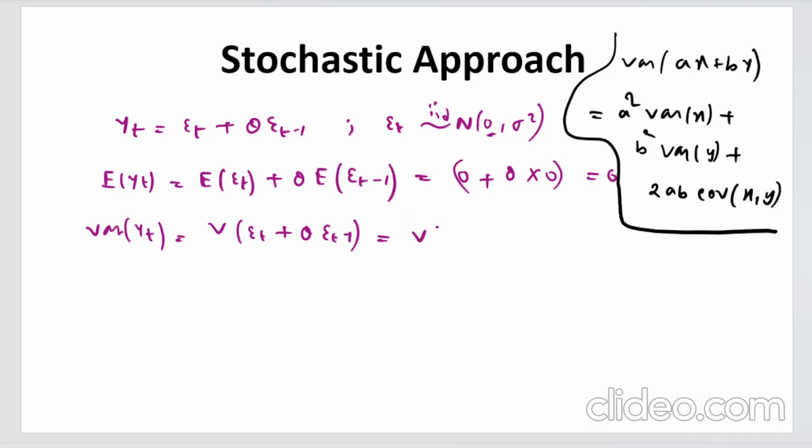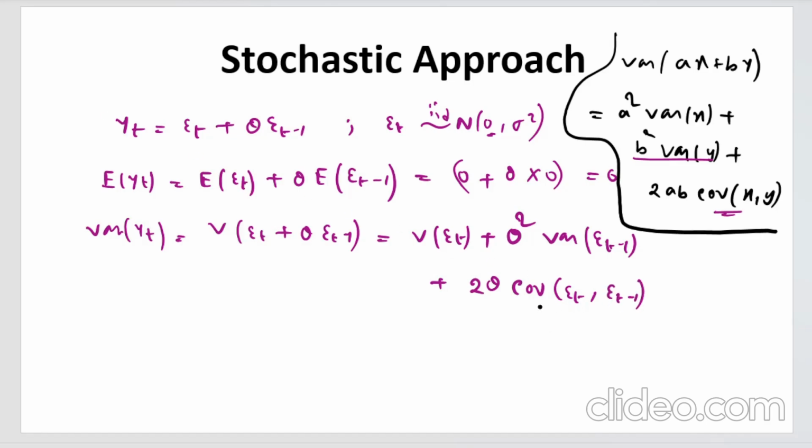So this will be simply variance of epsilon t plus theta squared, because b squared is theta squared, variance of epsilon t minus 1, plus 2. Here the covariance part will vanish, still for your understanding I'm writing: 2 theta covariance of epsilon t, epsilon t minus 1. Again, from the property of no autocorrelation or independence, you know that this is 0. So this will be simply variance of epsilon t, sigma squared, plus theta squared.